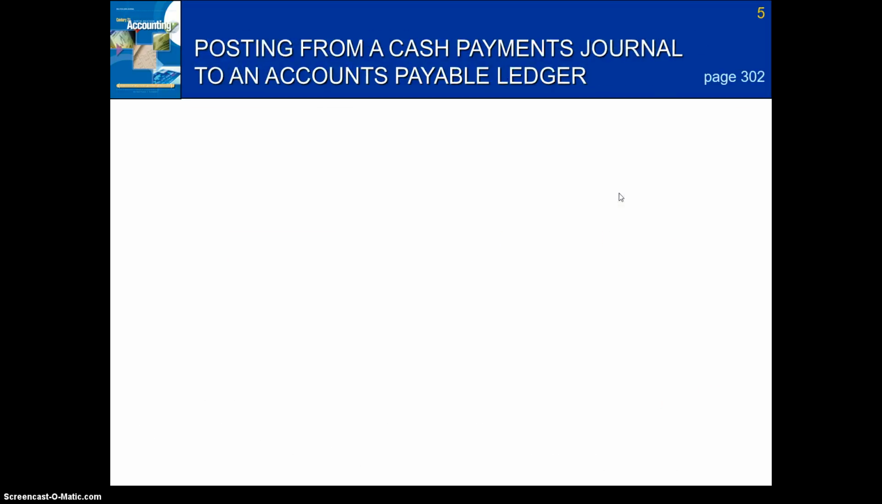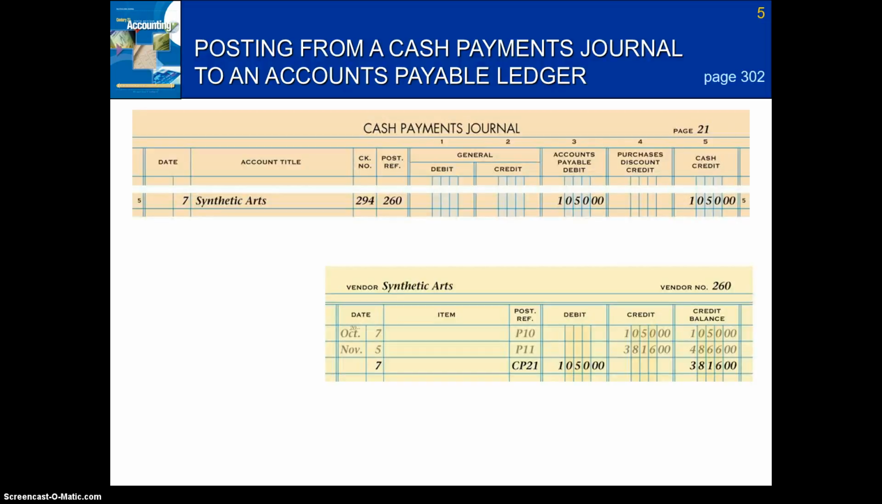Okay, the next one we're going to post is if we post from a cash payments journal to an accounts payable ledger. So now we have the cash payments journal. Remember, this is anytime we pay cash for anything. So looking here, it looks like we paid Synthetic Arts $1,050. Okay, we're not worried about what's in the cash credit column. We're only worried about what's in the accounts payable debit column. So same thing, we're going to start with writing the date.